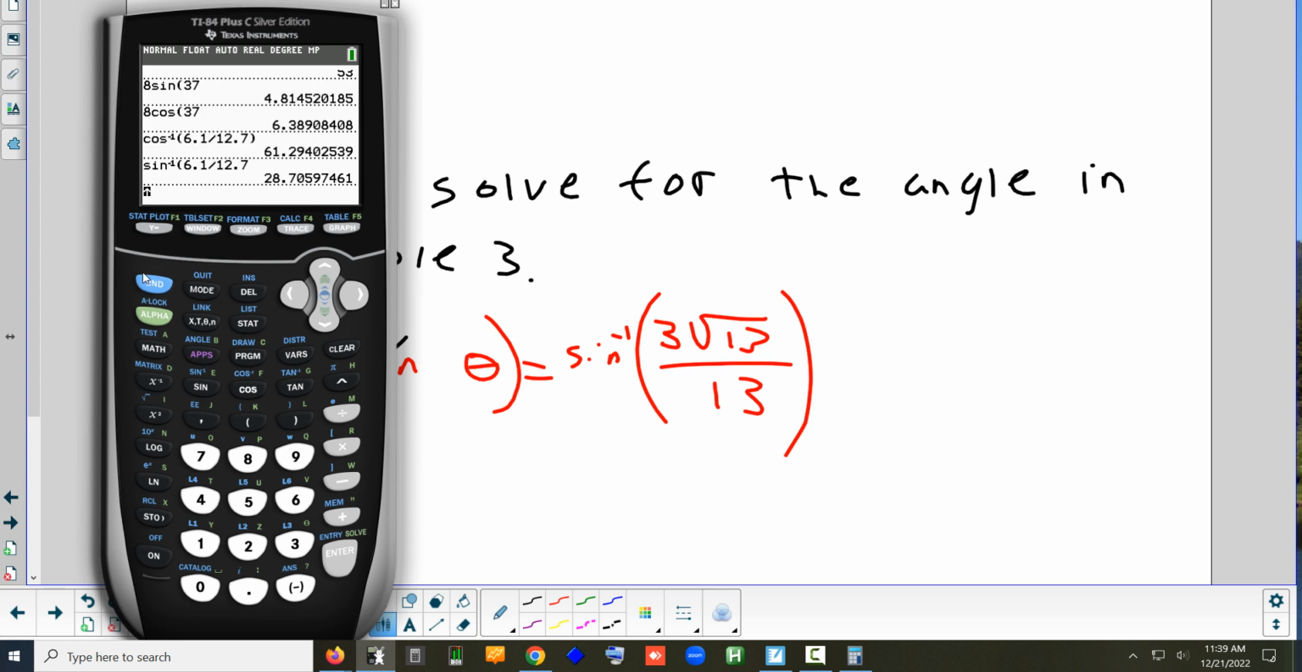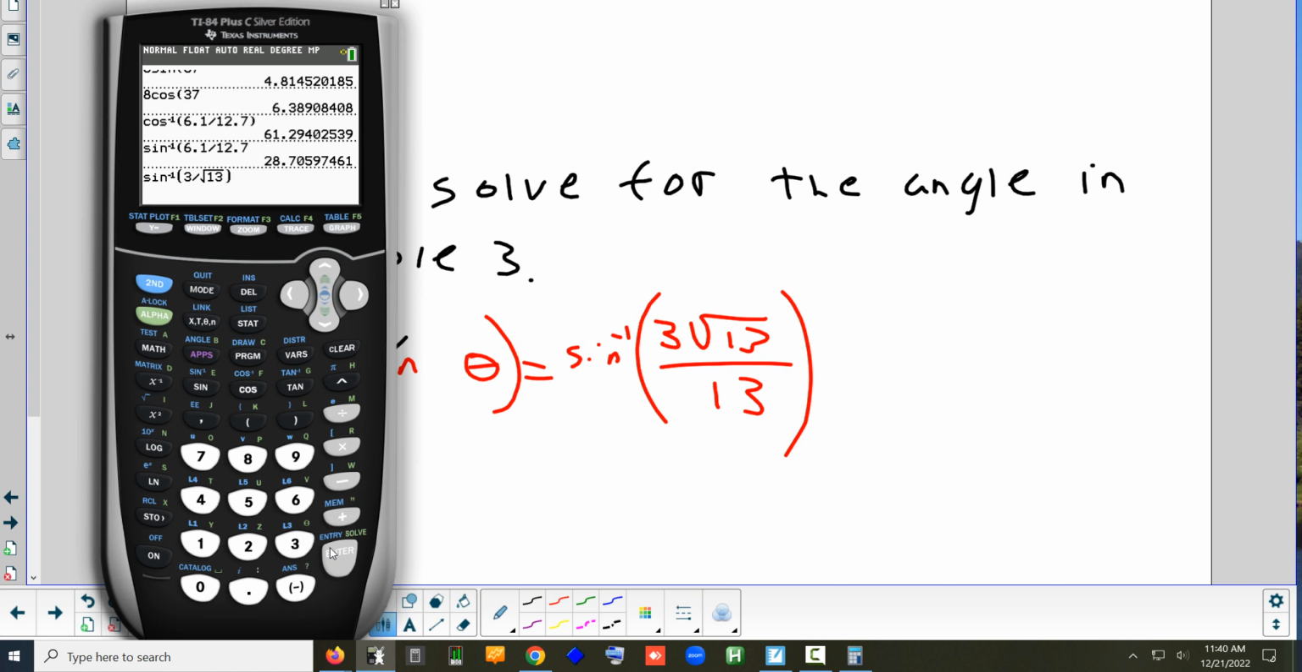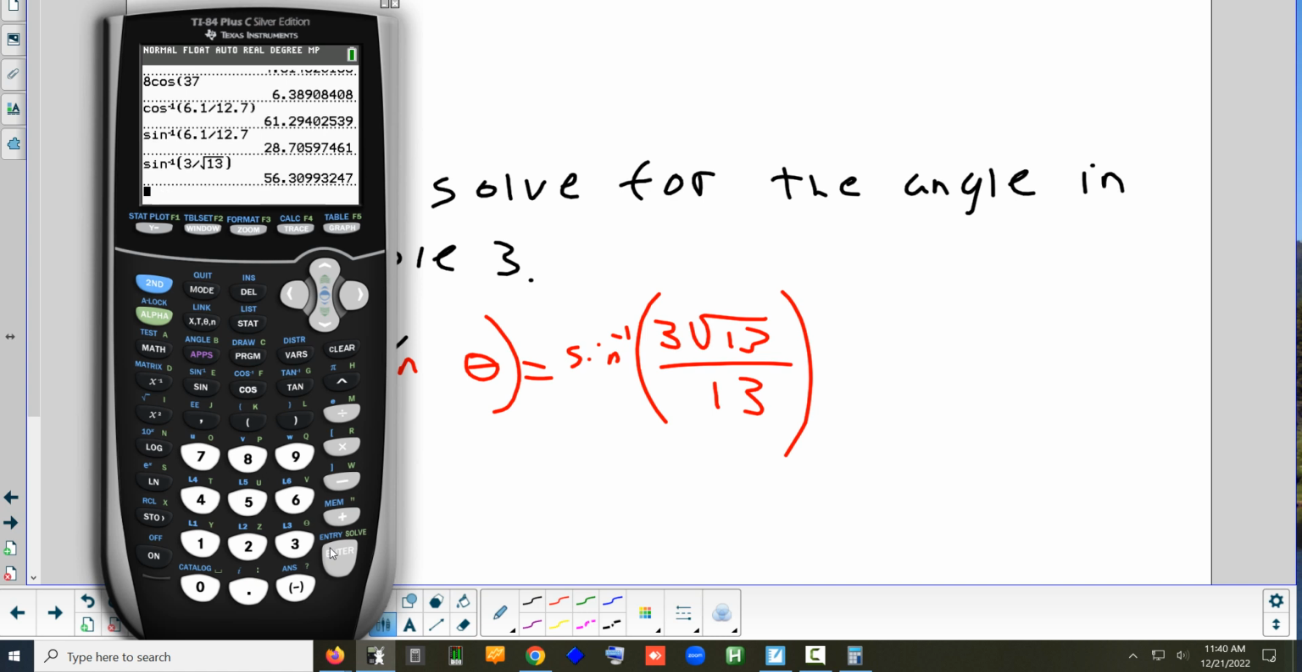And now we're solving for the actual angle in the last problem. So inverse sine, it's actually probably easier to type it in as 3 over square root of 13. I think that's less buttons than having to type all of this in. And if you're doing inverse trig, it's fine to have a square root in the bottom because that's not your final answer. It's just what you're plugging in to get the final answer. So we get an angle of 56.31.